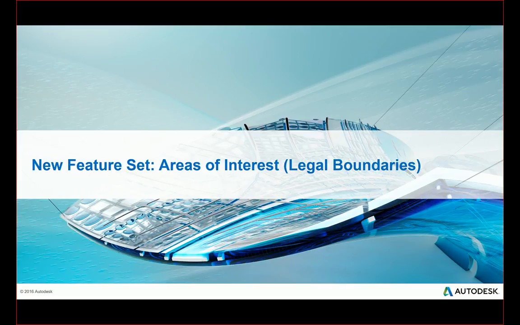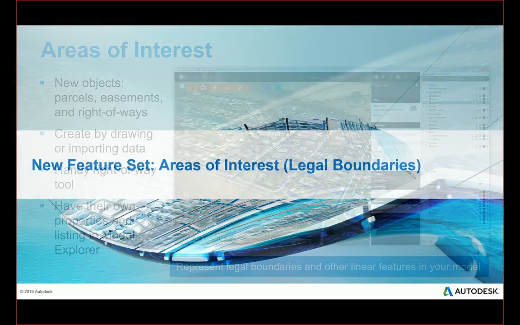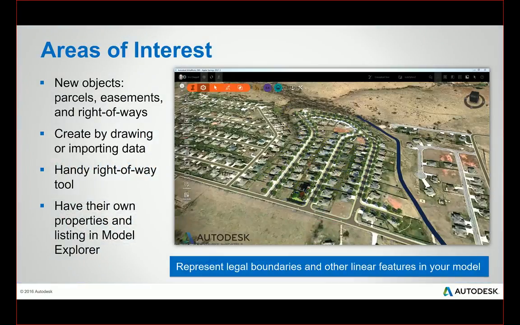So let's look at a new feature set in InfraWorks 360, areas of interest. These are great tools to represent legal boundaries in your model. So with the latest release of InfraWorks 360, you can use area of interest to represent parcels, easements and right-of-ways. You can do this by designing within InfraWorks 360, or you can also import data and apply these settings to that data.